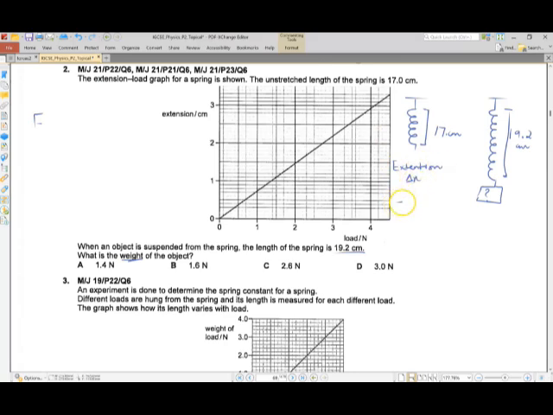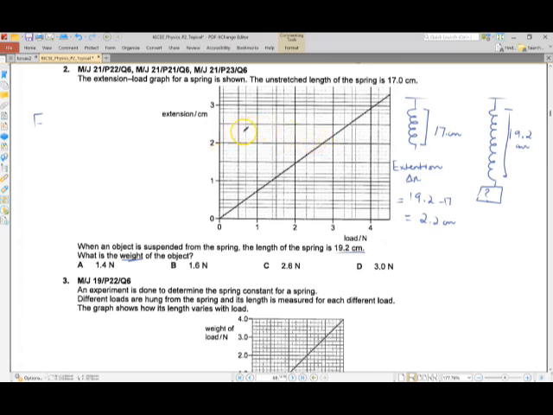Delta x. So what is extension? That is the increase in the length minus the natural extension of the spring. So that is 19.2 minus 17. That gives us 2.2 centimeters. So this is the extension. So what we are going to do is, we will see that when the extension is 2.2 centimeters, what is the load that corresponds to that extension?